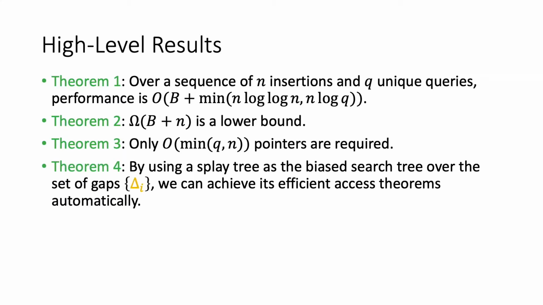And then finally, if we use this display tree as our biased search tree, then we can actually achieve those efficient access theorems for our data structure while also guaranteeing our efficient insertion time. So this is interesting because the display tree gives you efficient access times when the query sequence is non-uniform, and our theory gives us efficient insertion times when the query sequence is non-uniform. And if you combine them together, then you get an efficient data structure for non-uniform query access sequences.